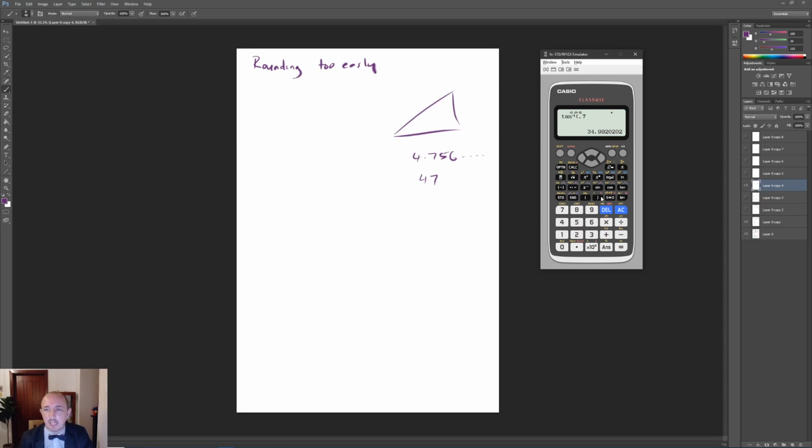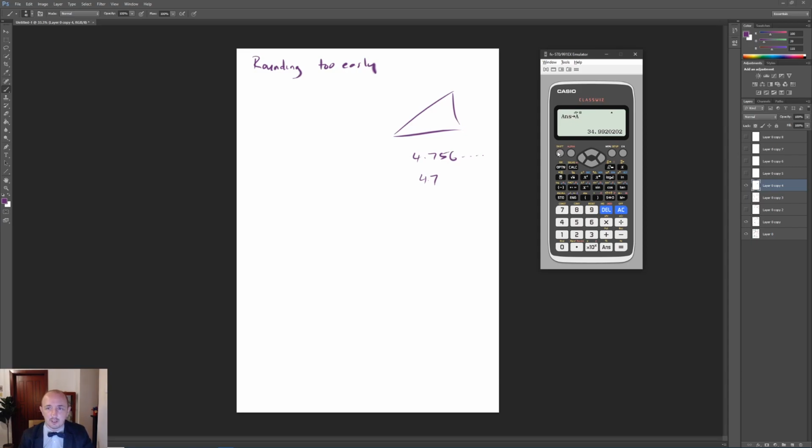What you can actually do is store that in your memory, and you've got A, B, C, D, E, F in red, X, Y, and M. So there's quite a few slots there for your memory. I'm going to press the store button and put it into slot A, and it says answer has gone into slot A.